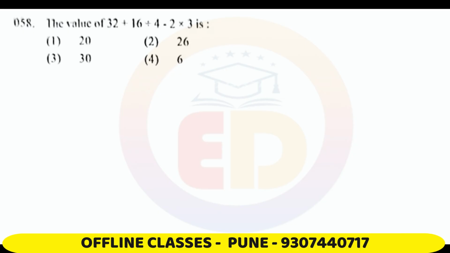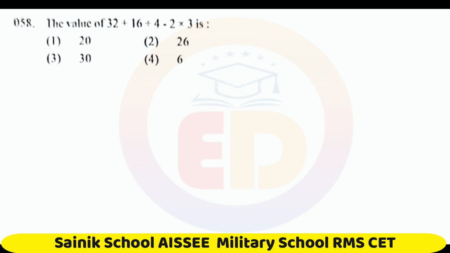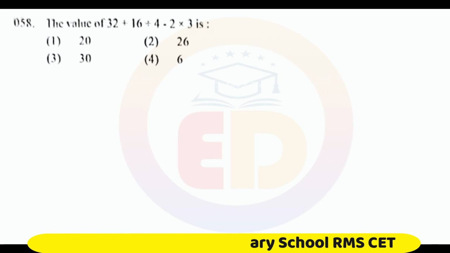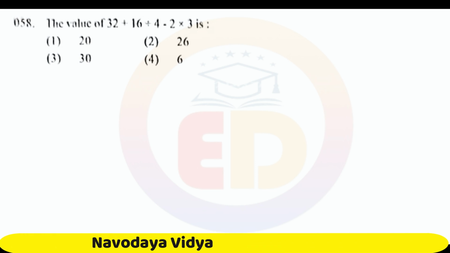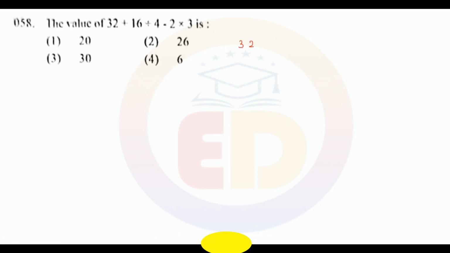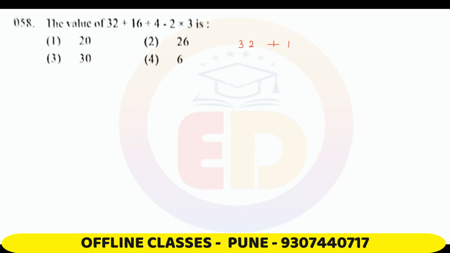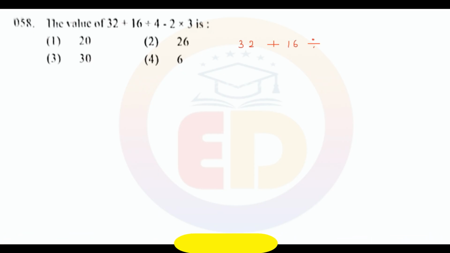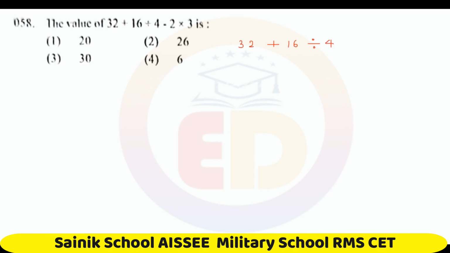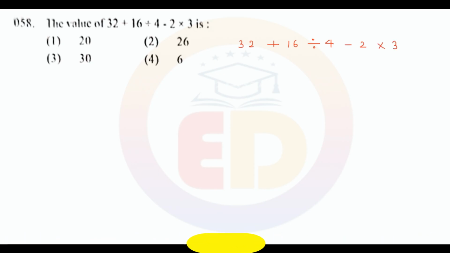Question number 58. Based on simple BODMAS, not much of the operations, no bracket, no bar, only division, multiplication, addition and subtraction. This is 32 plus 16 divided by 4 minus 2 multiplied by 3. Follow the BODMAS here.